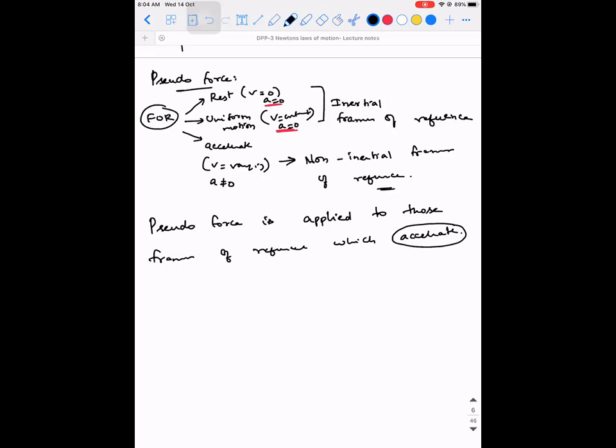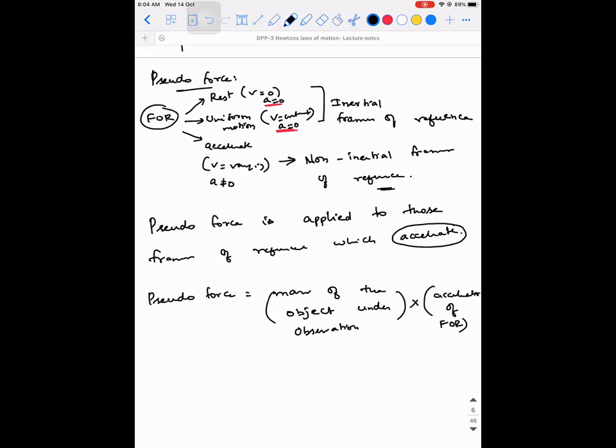Okay, and the formula for pseudo force is mass of the object under observation multiplied with, please make a note of it, acceleration of frame of reference.